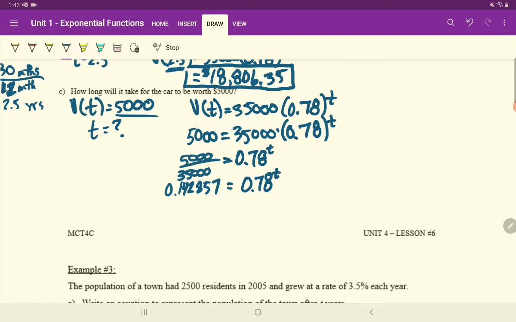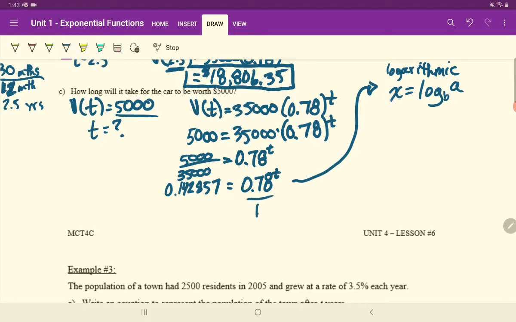Now, to actually solve this, we have to go to logarithmic form. We don't know how to solve this any other way. So remember that logarithmic form looks like this. X equals log of A to base B. Well, my base is 0.78. That's B. This is A.